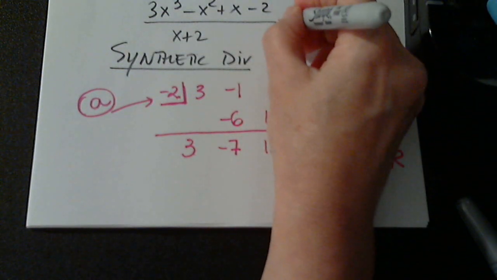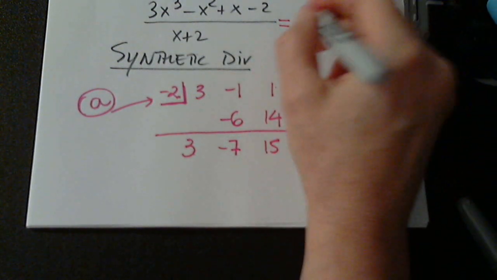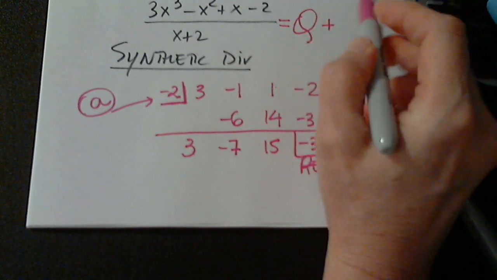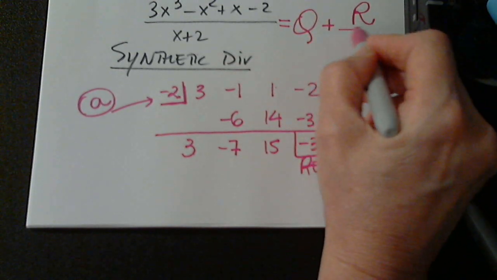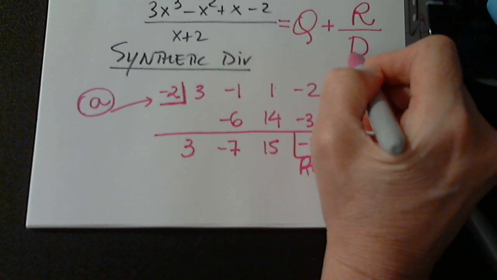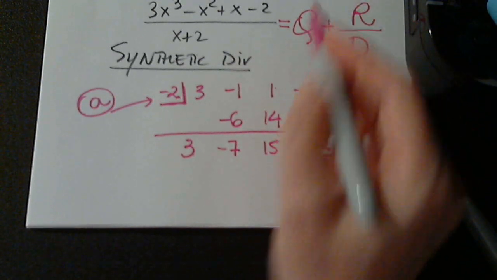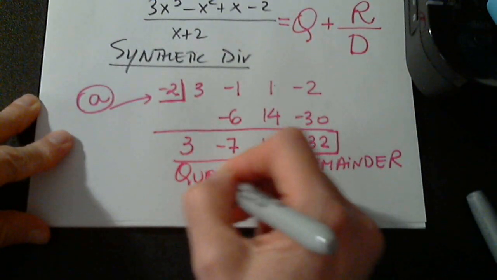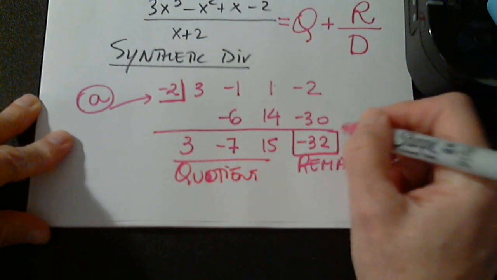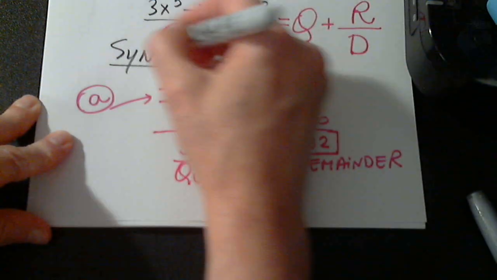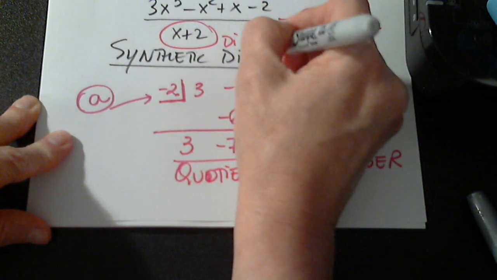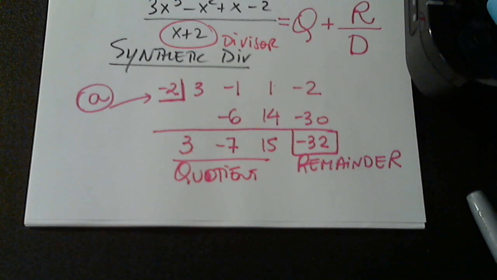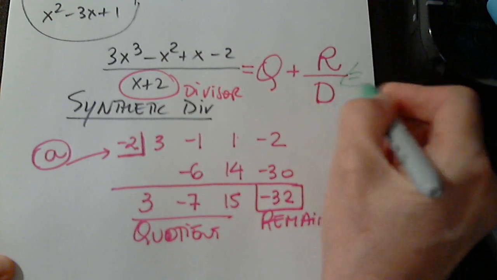So, the answer: quotient plus remainder over the divisor. Quotient. Remainder. Divisor. How do I write the answer? Again, I'm using the triangle and jumping to the next page.